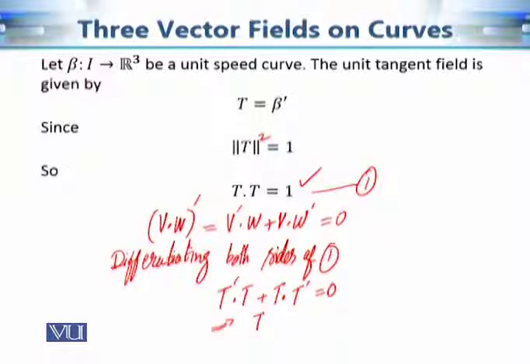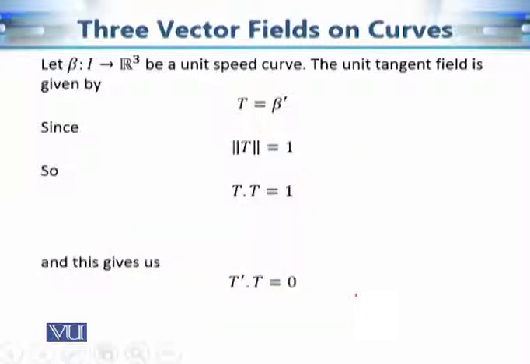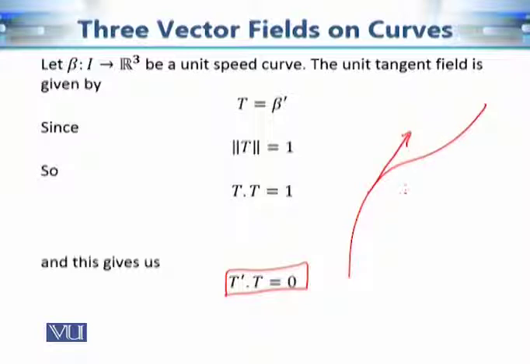So this implies that T prime dot T is equal to 0. Now why is this information important? Because whenever the dot product of two vectors is 0, they are orthogonal, or there is an angle of 90 degrees between them. So this little information provides a hint for defining our next vector field, which is perpendicular to T.